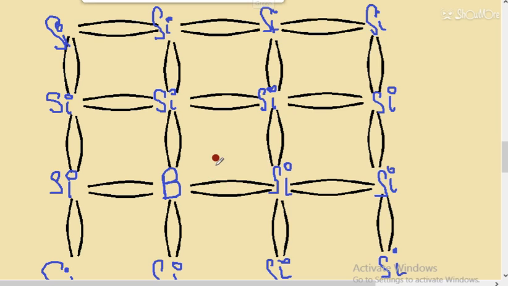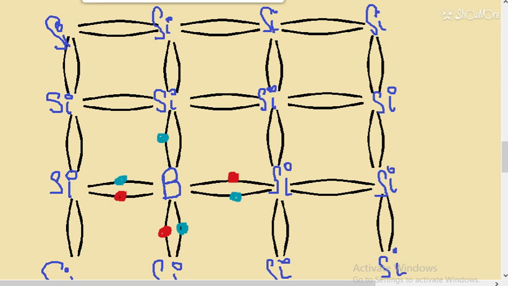So now see the diagram. Suppose these are the 3 electrons from boron: 1, this is the second one, 2, 3. These red electrons are the valence electrons of boron. Now see these blue electrons, these are from the silicon. These 4 electrons are from silicon.